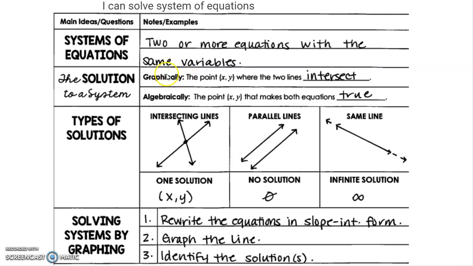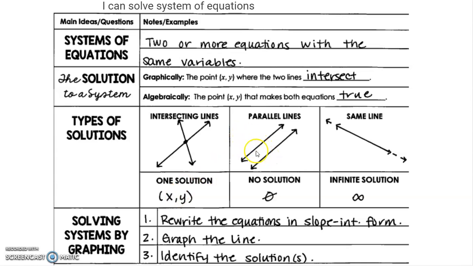Graphically, which is what we're going to talk about today, the point x, y where the two lines intersect would be our solution to the system. And algebraically, it's the point where x and y make both equations true, but we'll look at that next week. So when our graph looks like this, when the two lines intersect, we're going to have one solution.